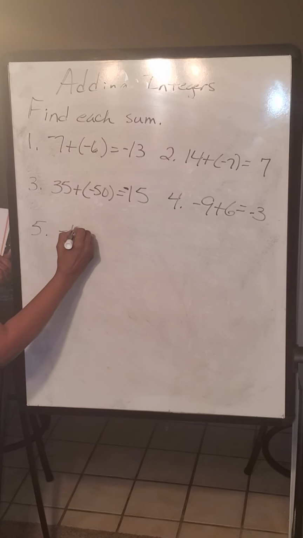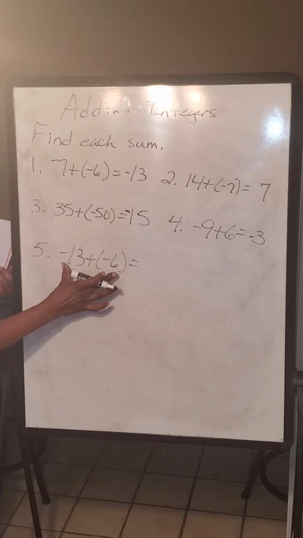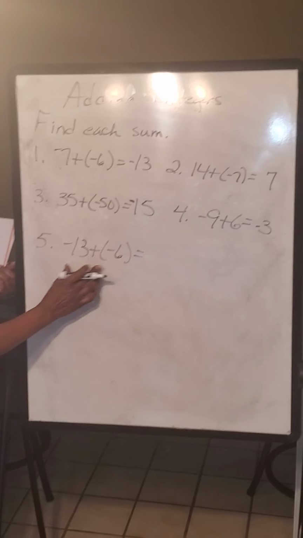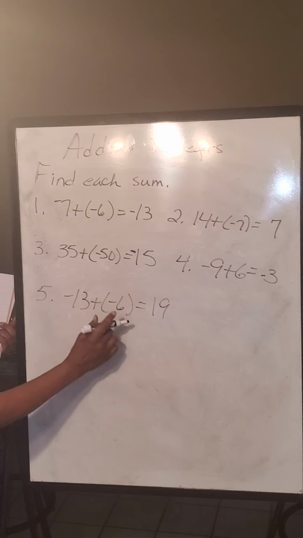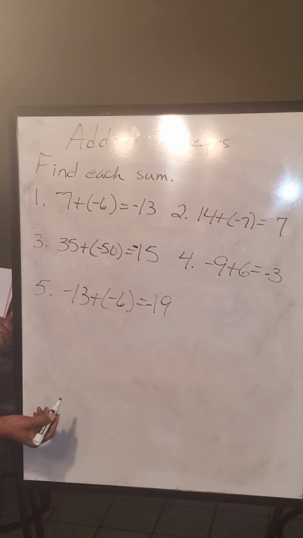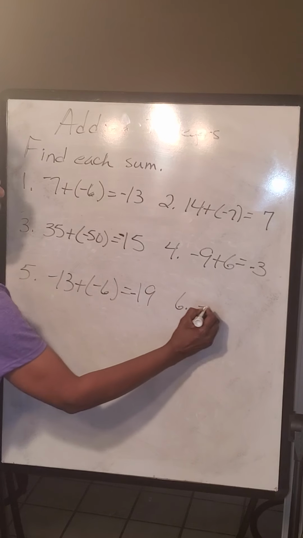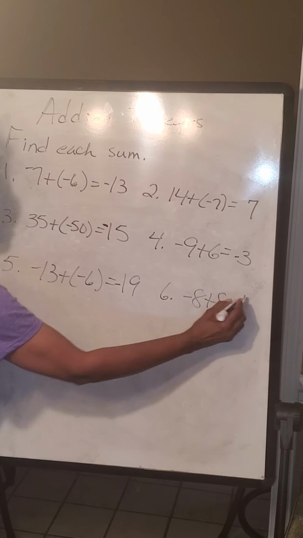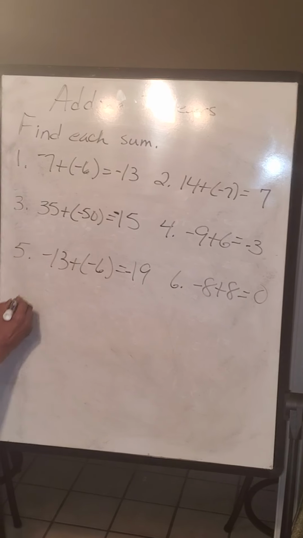Example 5, if I had a negative 13 plus a negative 6, these two numbers have the same sign, so I'm going to add. 13 plus 6 gives me 19. The common sign is negative, so my answer is a negative 19. Example 6, if I had a negative 8 plus 8, any number plus its opposite gives you 0.